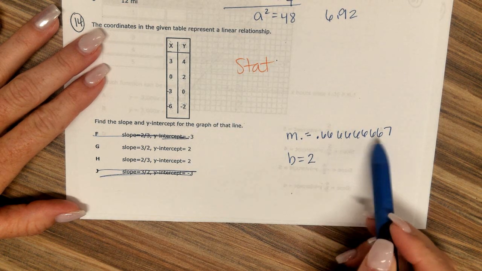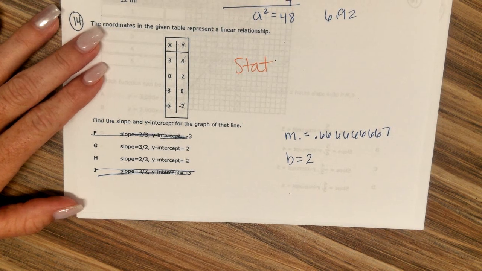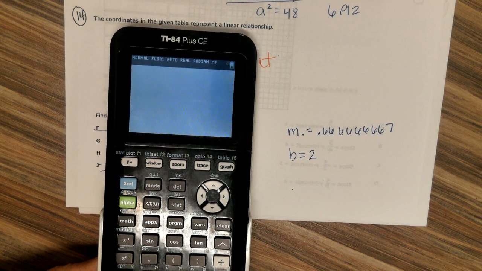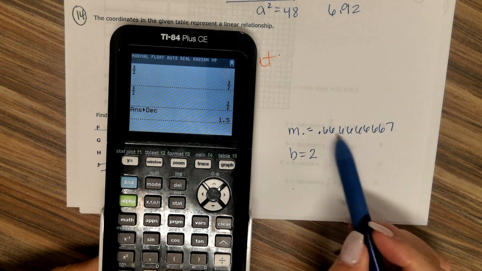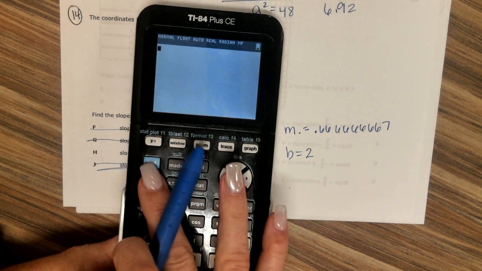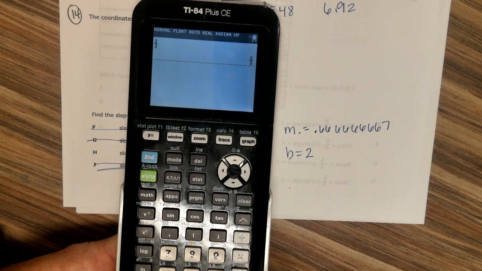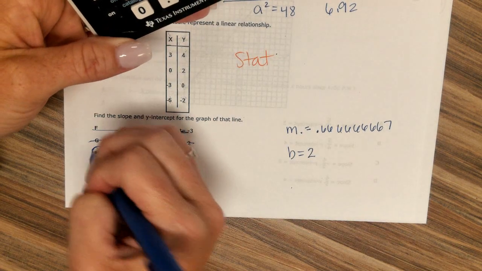So I need to know, is this slope really 3/2 or 2/3? So I'm just going to put those in my calculator. 3/2 is 1.5. Oops, math, decimal, enter. Does that match this? No. So it's got to be 2/3, but let's go check it out. 2/3 is math, decimal, enter. Is that what this is? Yes. So H matches.